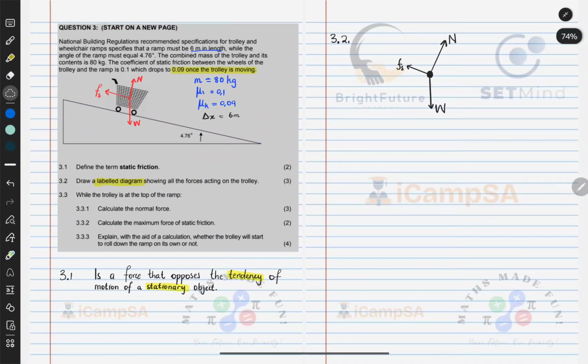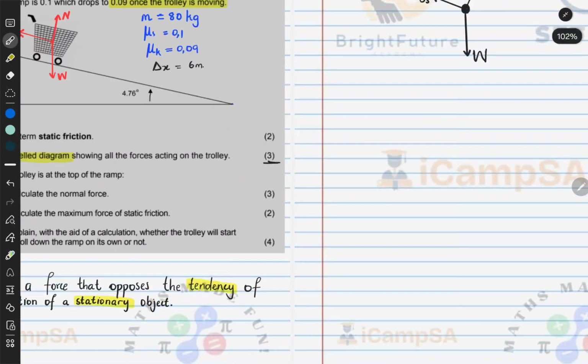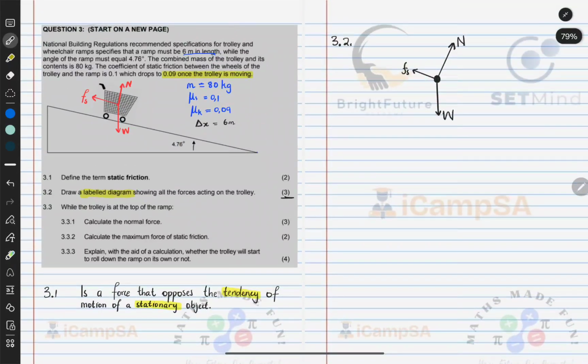So now that's it. We have our 3 forces. That's why this question is 3 marks. If you take note of this, it's 3 marks. If you check here, they will mark your 3 forces there. Now let's go to 3.3.1.